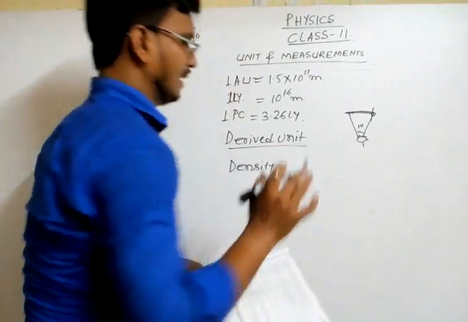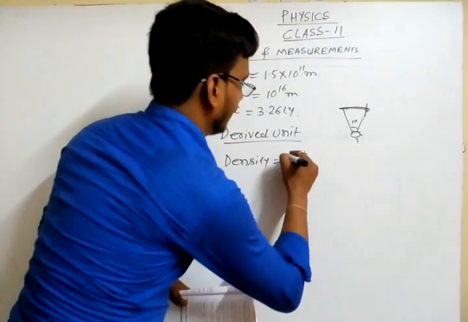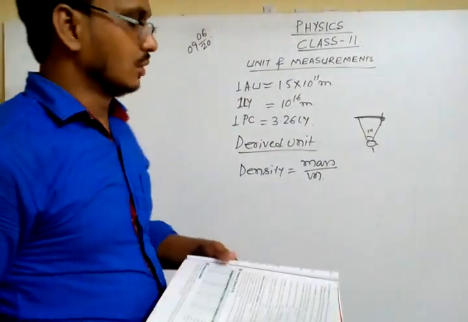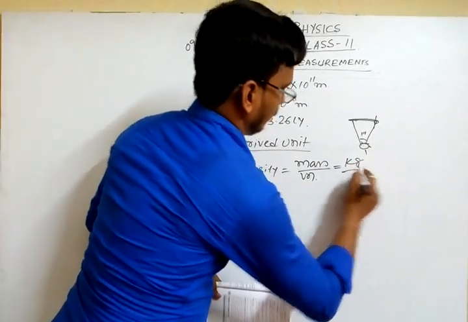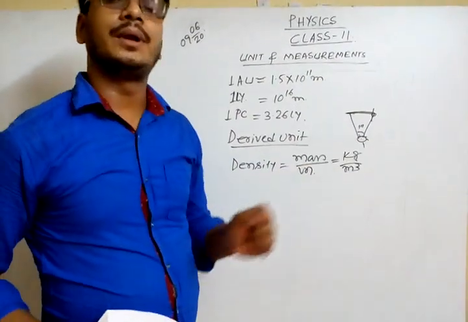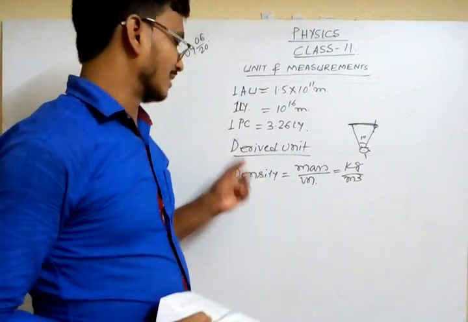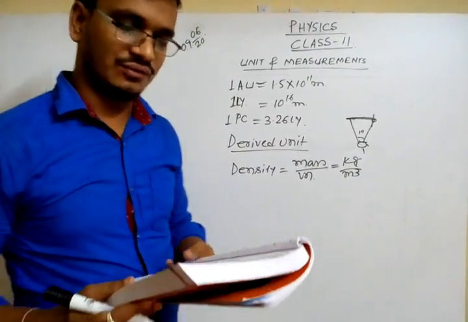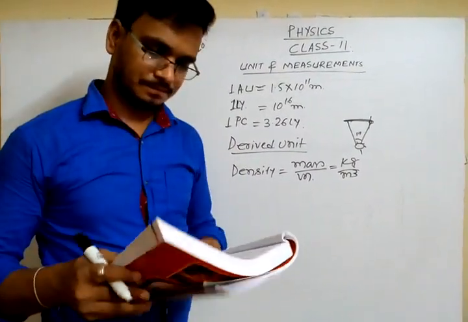If we go for the unit of density, we know that by definition density is mass per unit volume. That means it depends upon the unit of mass and also the unit of volume. In SI, the unit of mass is kg, and the unit of volume is meter cube. So its unit is kg per meter cube. That means its unit is not independent, it depends upon others, so it is a derived unit. Other units mentioned, like velocity, acceleration, force, pressure, work, power, are all derived units.